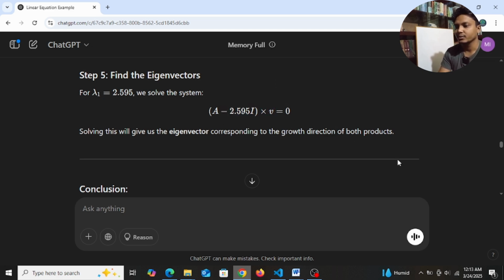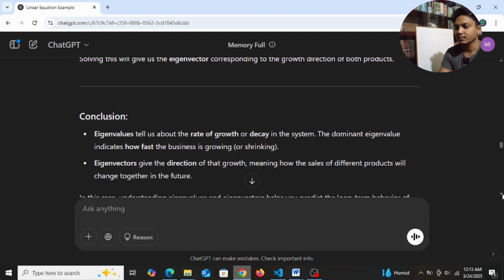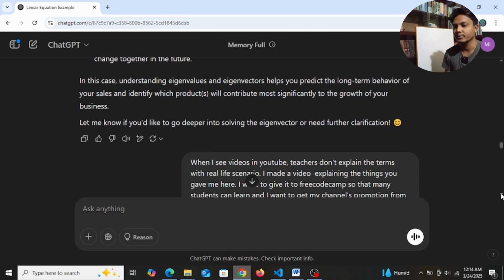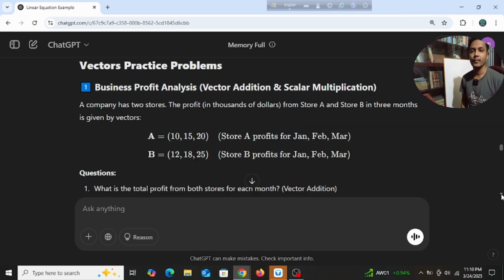So if we solve this equation, the conclusion is that eigenvalues tell us about the rate of growth or decay in the system. The dominant eigenvalue indicates how fast the business is growing. Eigenvectors give us the direction of the growth, meaning how the sales of different products will change together in the future. So in this case, understanding eigenvalues and eigenvectors helps you predict the long-term behavior of your sales and identify which products will contribute most significantly to the growth of your business. Okay, so it's just to get a rough idea.